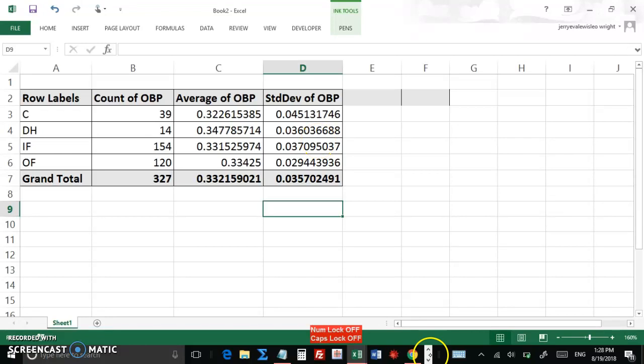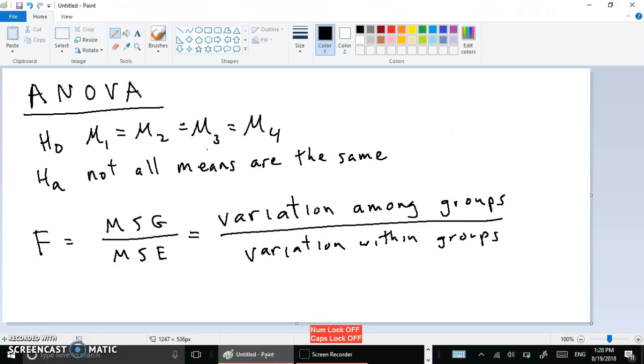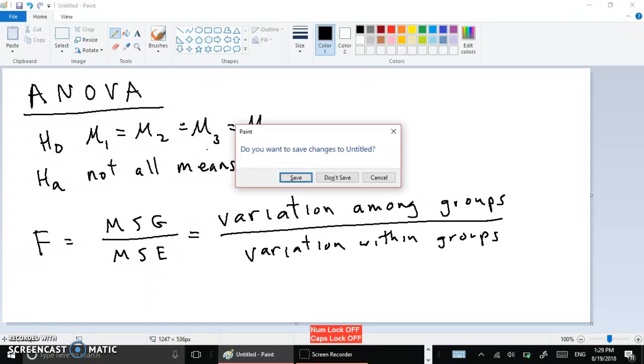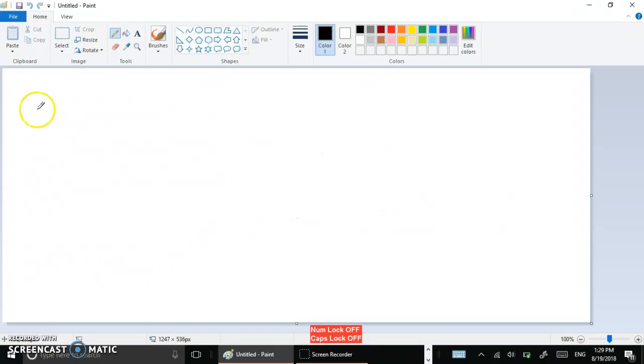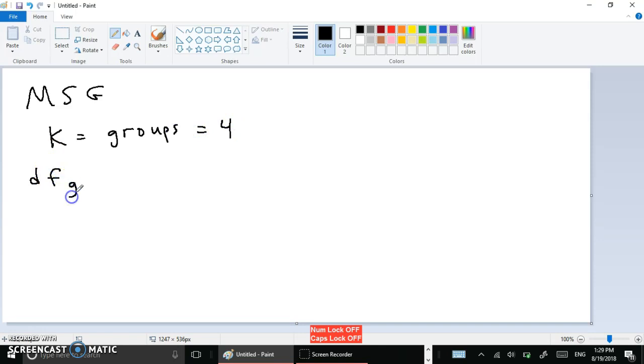And so let's just go back to our formulas here. So MSG, let's look at that in a little bit more detail. Let's get a new sheet here. So first of all, a few labels. K is the number of groups. In this case, we have 4 groups. The degrees of freedom of the groups is K minus 1, which in this case would be 3.